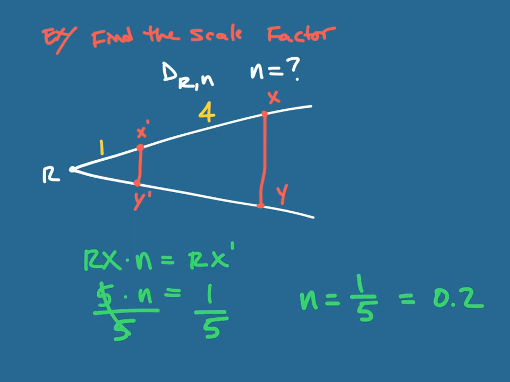Now notice that this is a number that's smaller than 1 and greater than 0. It's in between 0 and 1. And what happened was we got a reduction. So depending on what your scale factor is and what your picture looks like, you can tell what kind of number you're going to get for your scale factor.